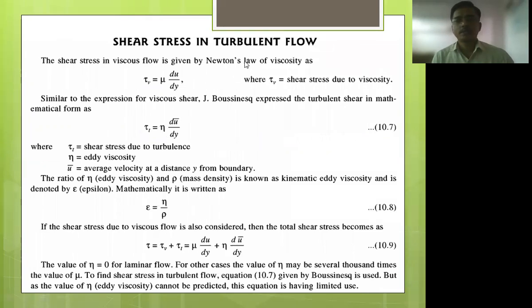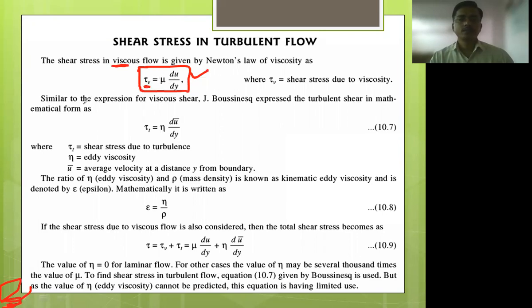So now in case of viscous flow, we have studied Newton's law of viscosity, and that law says that shear stress tau is equal to mu into du by dy. This equation is applicable for viscous flow only. That's why this tau v is nothing but the shear stress in the viscous flow, due to the viscosity.